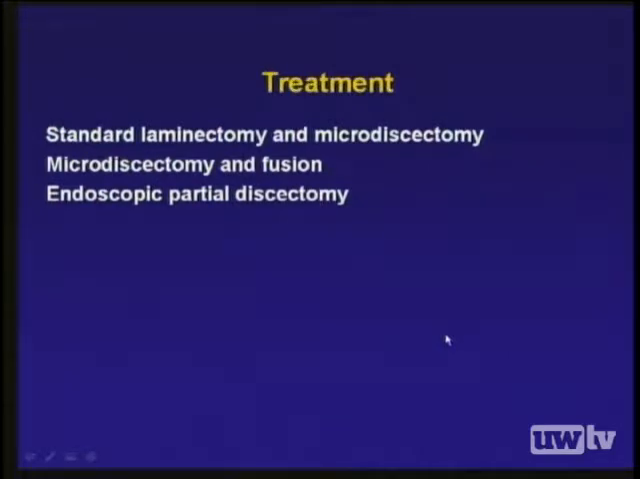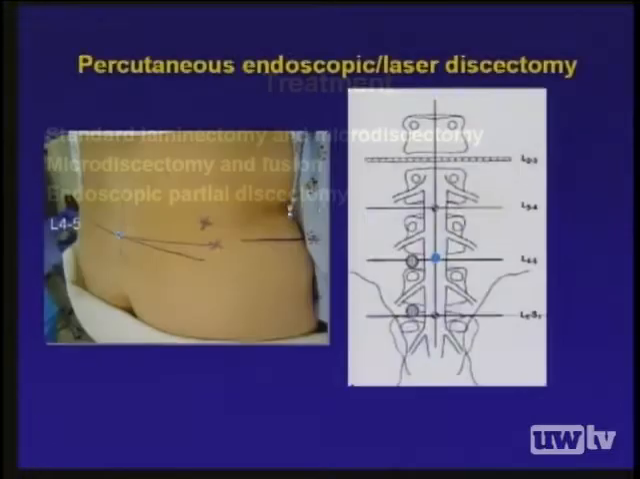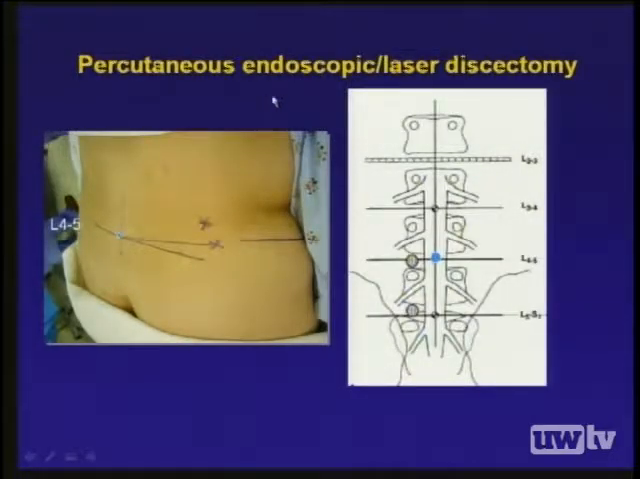And so what are the treatment options for something like this? Well, the standard is to go in from one side, pull the muscle aside, get to the lamina, open up the lamina, and then get to the disc and do the discectomy. You can even consider a fusion in somebody who's had a previous operation. And then there's this endoscopic partial discectomy that can be done. And in this case, we decided to do this endoscopically with the laser technique, but mainly the endoscopic percutaneous component of the surgery.